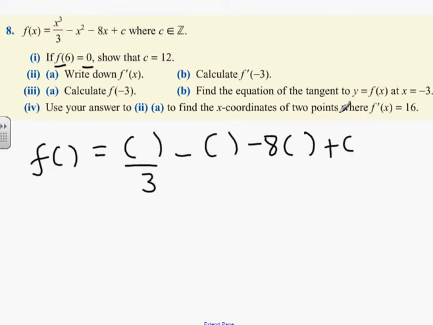Sub it in, okay? Because the difference between f(6) and f(x) is replacing x with a 6. So everybody here should do that every time, okay? So you put in a 6. You don't really know what it's about just yet, but you're going to put in your 6 anyway. And then when I put in the 6, the answer is 0. Show that C has to be 12.